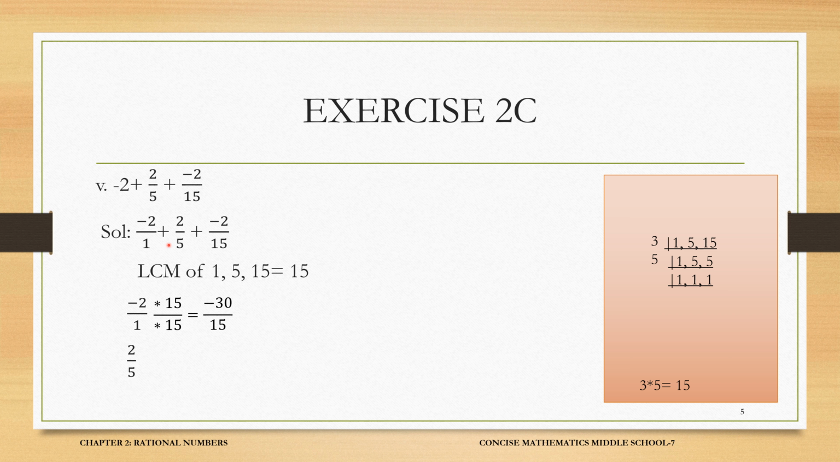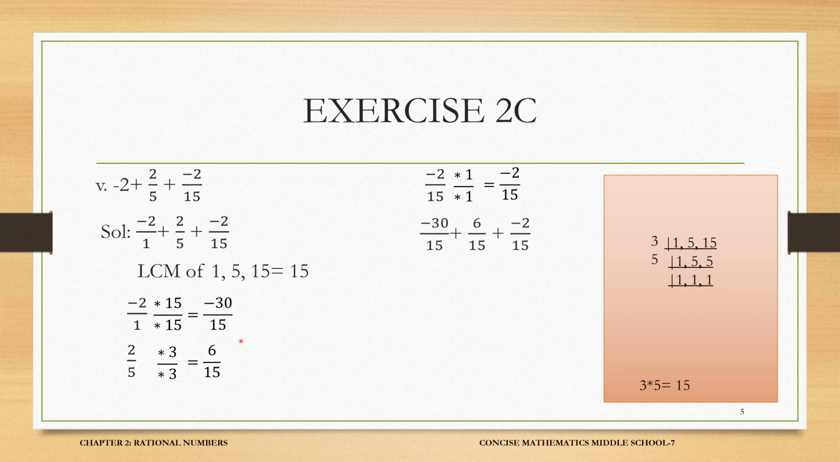And take the second rational number, that is 2 by 5. And to make this 5 into 15, 5 should be multiplied with 3. 5 3s are 15 and 2 3s is 6. That is 6 by 15 is the answer for the second rational number. Next, take the third rational number minus 2 by 15. And since the denominator is already 15, you have to multiply it with the 1. So minus into plus is minus 2 by 15.